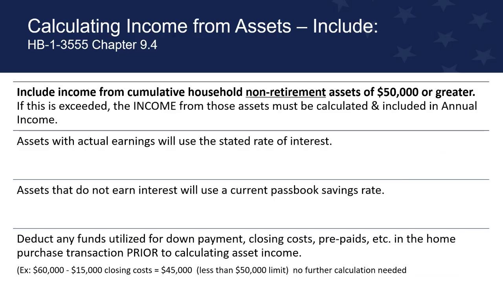So for example, if a household currently has $60,000 in non-retirement assets, and they will be paying closing costs of $15,000, that leaves net assets of $45,000, which is less than the $50,000 and would not require further calculation for income purposes.